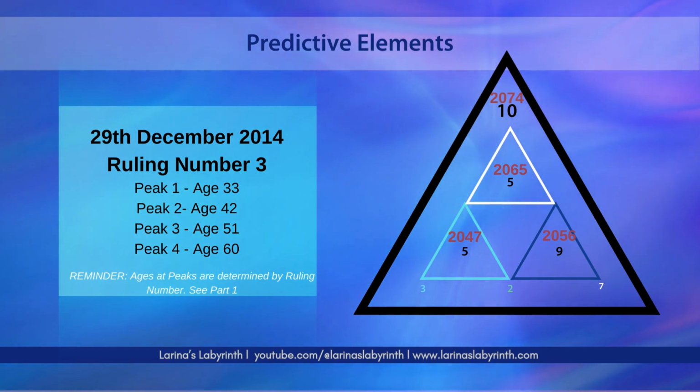From there, I can establish how old the person is going to be when they have their first peak. So their first peak is going to happen when they're 33, second one when they're 42, third one when they're 51, and the fourth one when they're 60.